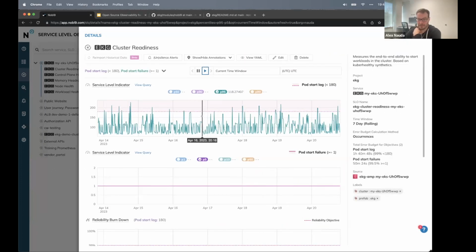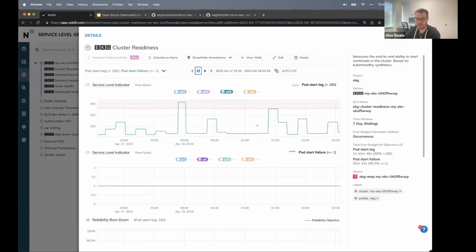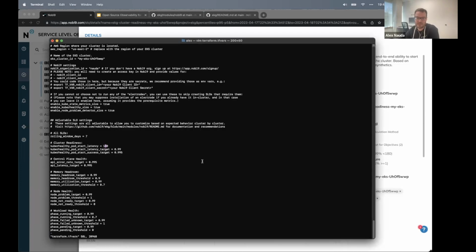Incidentally, we have another feature called SLI Analyzer that would allow me to slice and dice this data, even get a histogram on this data, and look at where I should set my target and threshold. But in lieu of that, I'm just going to set it a little bit higher. I'm going to set it to 250. I'm going to leave the target the same, 99% adherence, but I'm okay with it taking, let's say 240. I'm okay with it taking a full 4 minutes to launch that deployment check.